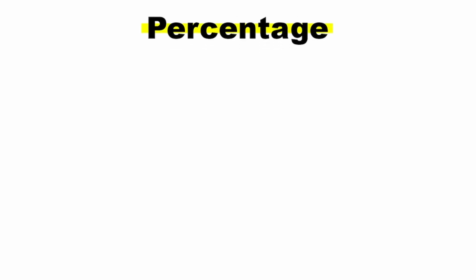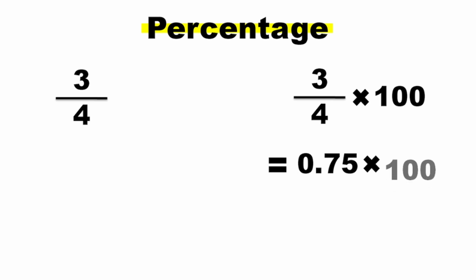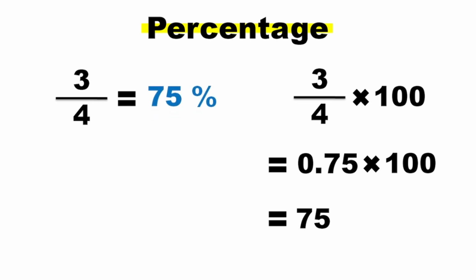In this form, a fraction is multiplied by 100 to convert it into a percentage. For example, if we want to represent 3 by 4 as a percentage, we should multiply 3 by 4 by 100. Thus, we can represent 3 by 4 as 75%.